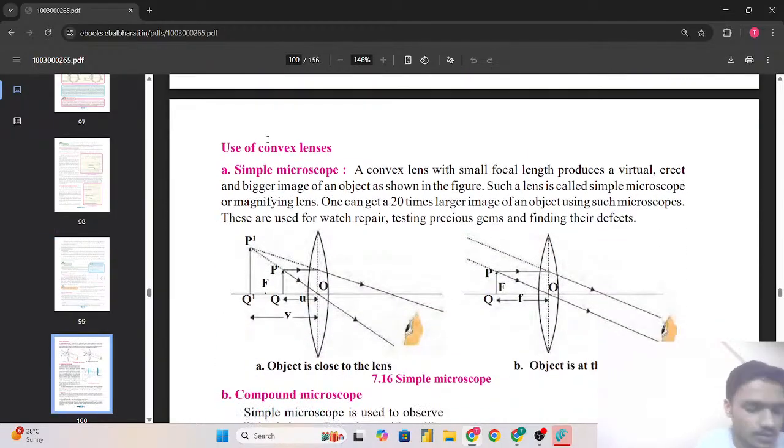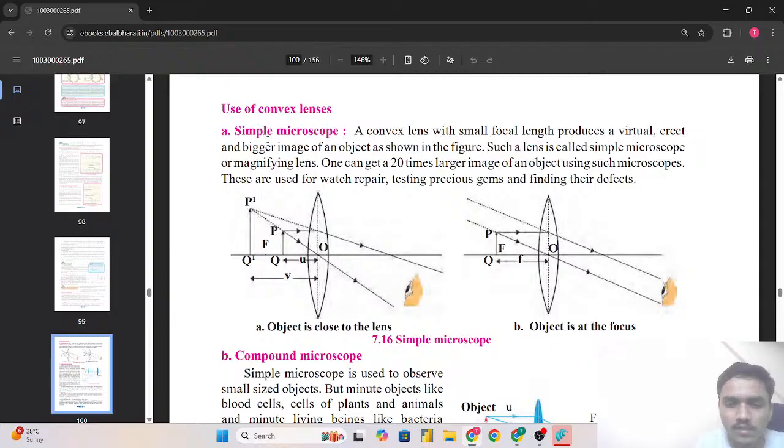So use of the convex lens, simple microscope. So now we are going to see about the convex lenses uses. So simple microscope में convex lens use कैसे होता है, that we are going to see.